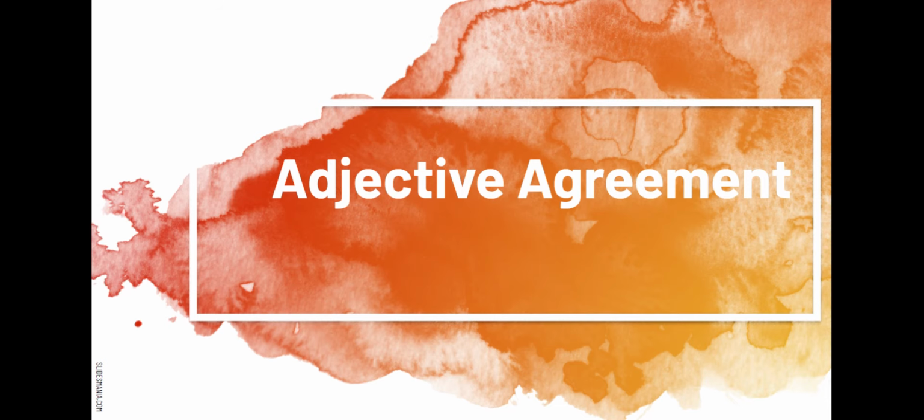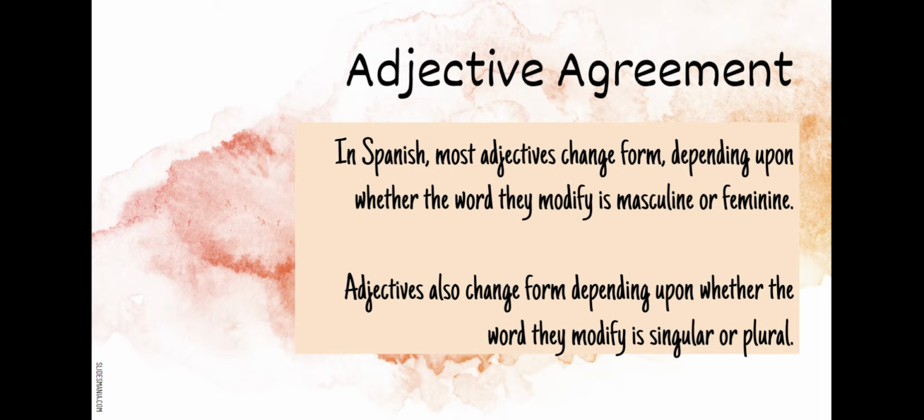Part two of today's lesson is adjective agreement. Again, we have talked about this in both Unit 1 and Unit 2, so we are just building on this concept today. In Spanish, most adjectives change form, depending on whether the word they modify is masculine or feminine. Adjectives also change form depending on whether the word they modify is singular or plural.